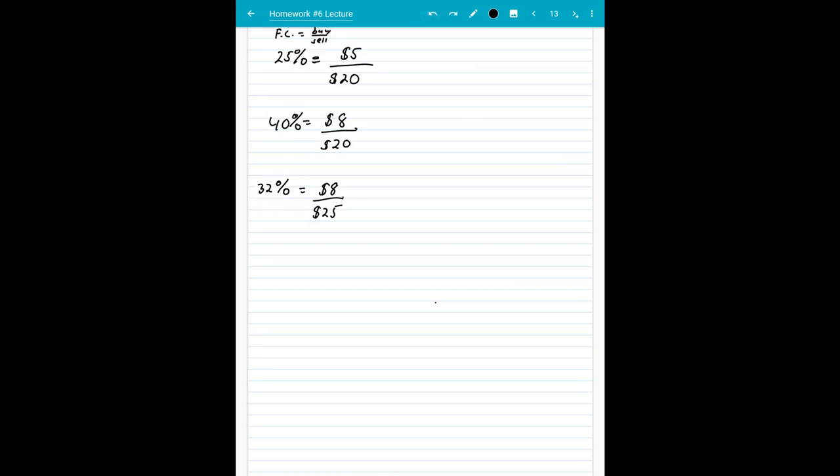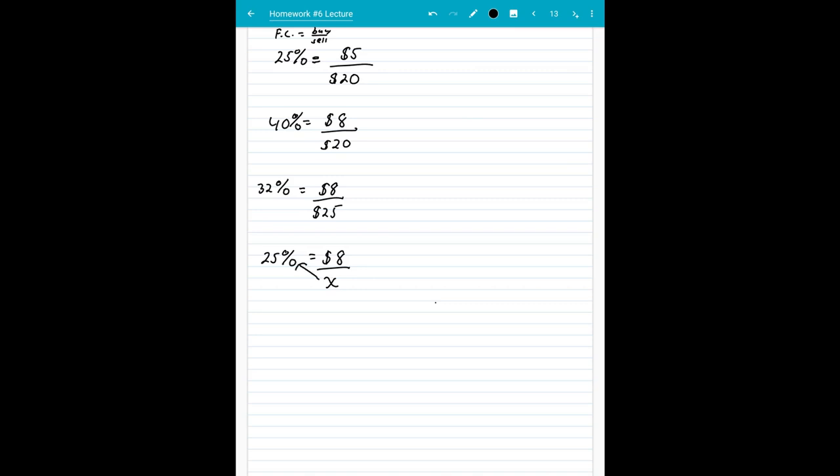Say I wanted to be back at 25% exactly, but it still costs us $8. Well, we can solve for that. I want it to be 25%, and I'm still buying the ingredients for $8. What do I need to sell it for? So I can put an X there, as in what I should figure out.